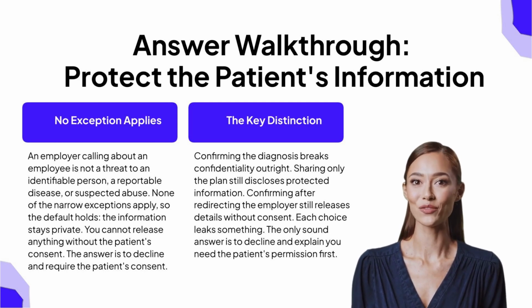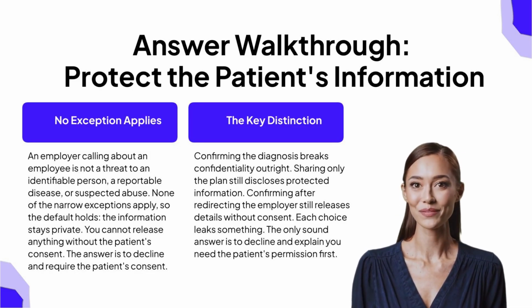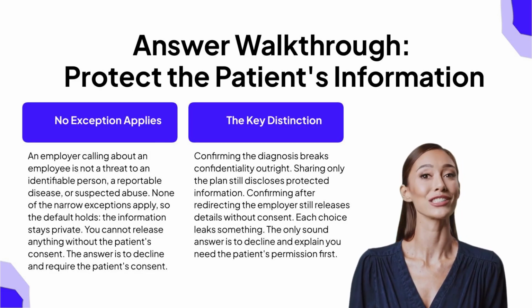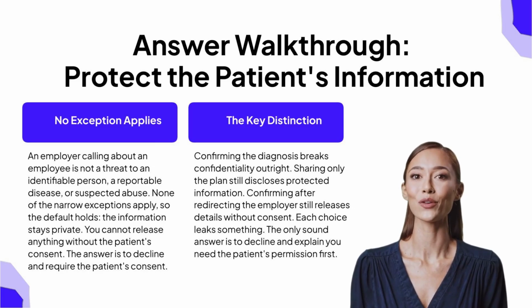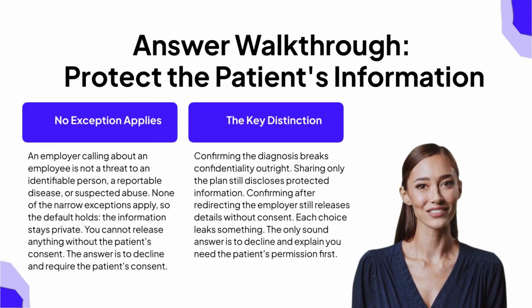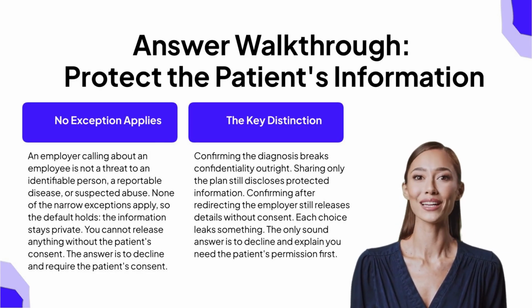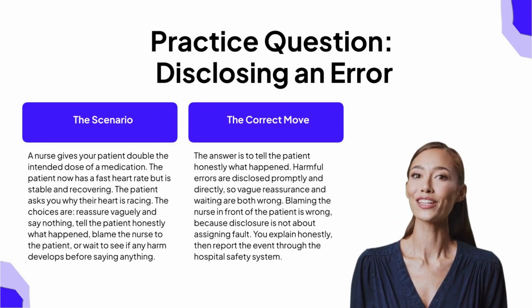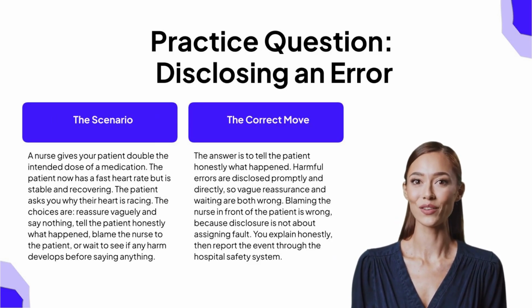Now, the key distinction between the wrong choices, and notice that all three leak protected information in some form. Confirming the diagnosis outright is a clear breach of confidentiality. Sharing only the treatment plan while withholding the diagnosis still discloses protected information the patient never authorized. And telling the employer to ask the patient and then confirming still ends with you releasing details without proper consent. Every one of those options gives something away. The only correct answer is to decline to share and explain that you would need the patient's own consent before releasing any information. Here is our final practice question, and it brings the medical error rules to life.